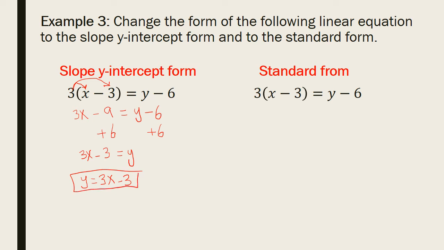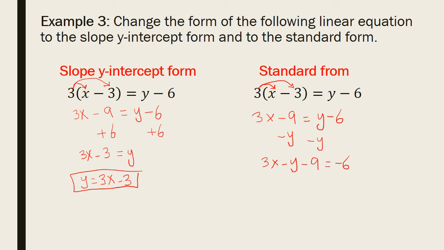Now, to change the same equation into the standard form, again, I need to distribute. So I have 3x minus 9 equals y minus 6. In the standard form, as we said, we have to have x and y on the same side. So my goal here is to have y move to the other side of the equation with 3x. So I'm going to subtract y from both sides. So I'm going to end up with 3x minus y minus 9 equals negative 6.